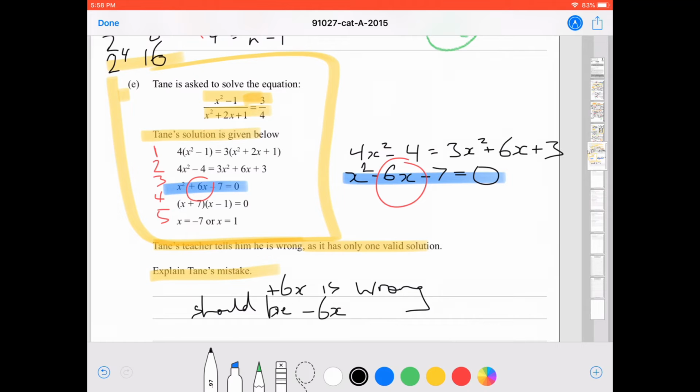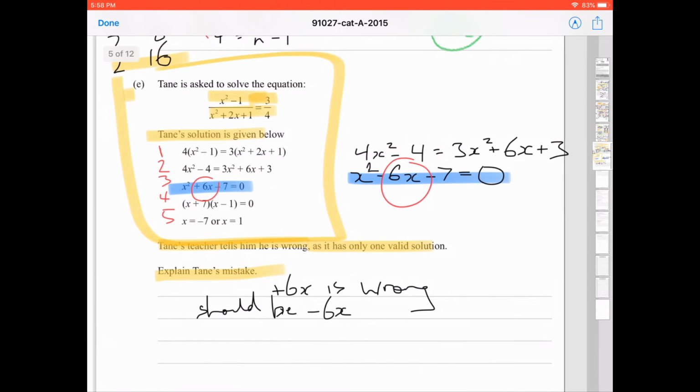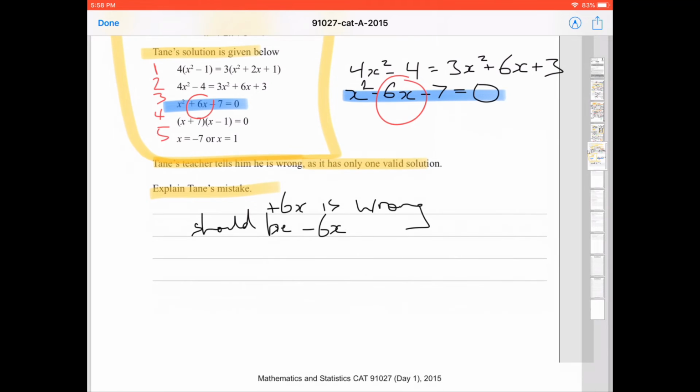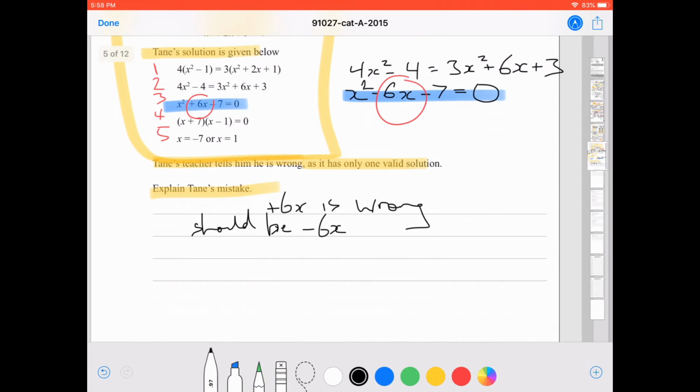Now we're not quite done here. Looking at the question, Tane's teacher tells him he is wrong as it has only one valid solution. Note the wording of that question. He's wrong because it has only one valid solution, not because he's written 6x instead of minus 6x. Okay, basically, let's go ahead and factorize our correct equation. We'll solve for x, and we'll see what's going on here with this only one solution.